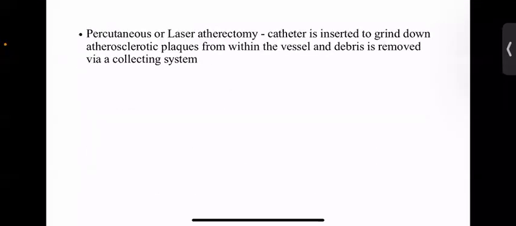And then another surgical intervention is the percutaneous or laser atherectomy, where a catheter is inserted, which contains sometimes a very sharp blade, or a laser. Generally, the principle is that it grinds down the atherosclerotic plaques from the vessel, and then they have a collecting system that picks up the debris of the plaque that is broken down to prevent embolization at further or different areas of narrowing.